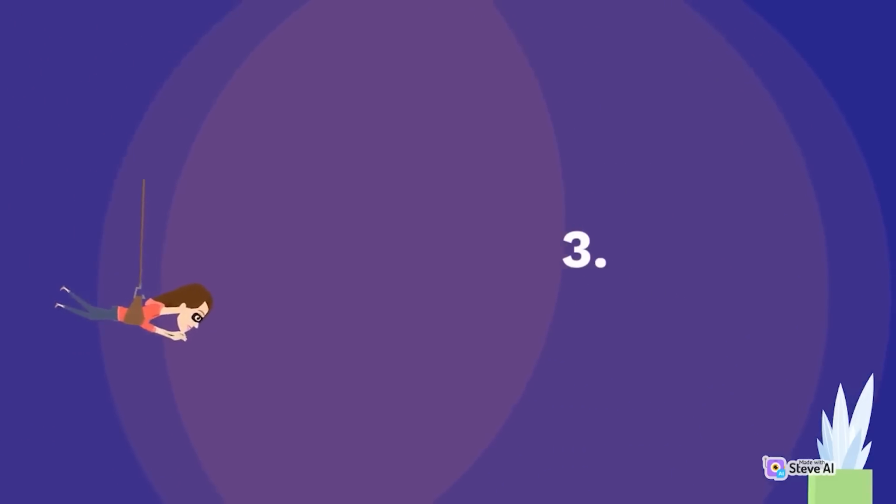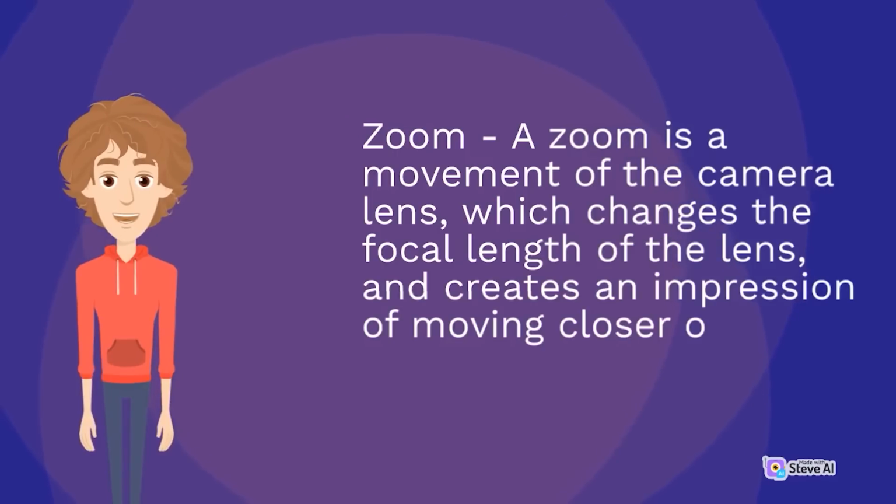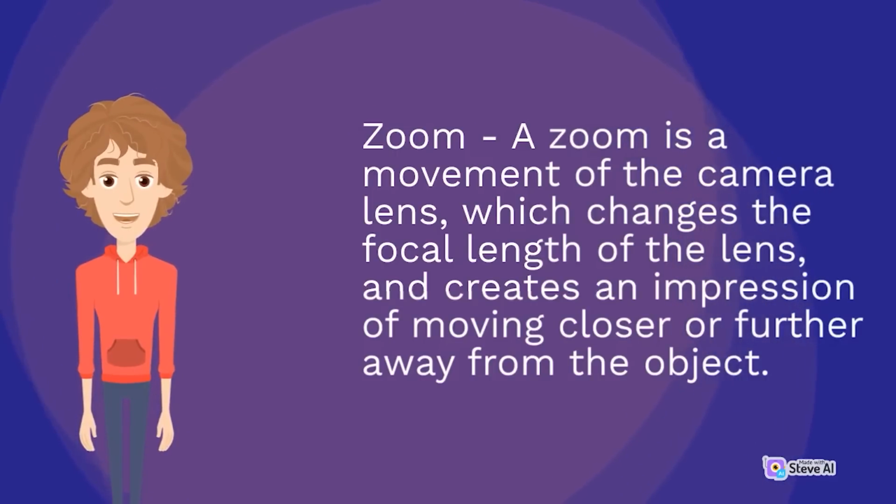3. Zoom. A zoom is a movement of the camera lens, which changes the focal length of the lens, and creates an impression of moving closer or further away from the object.